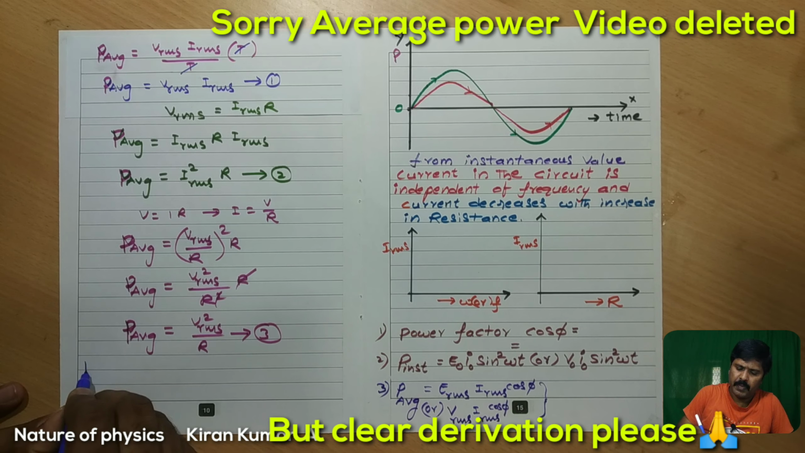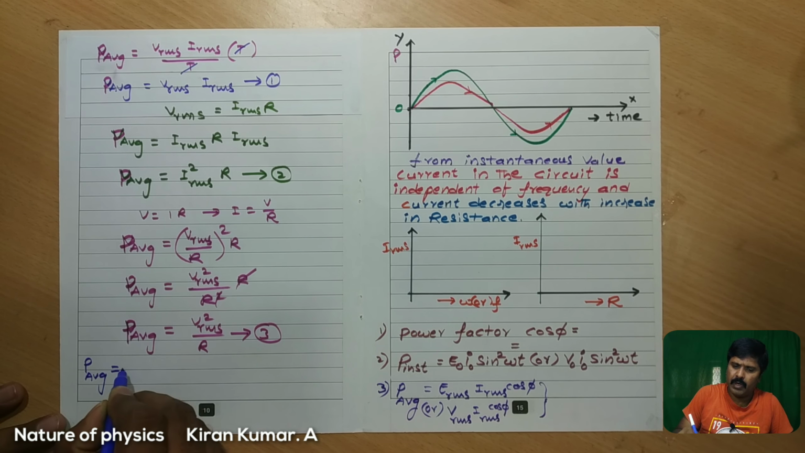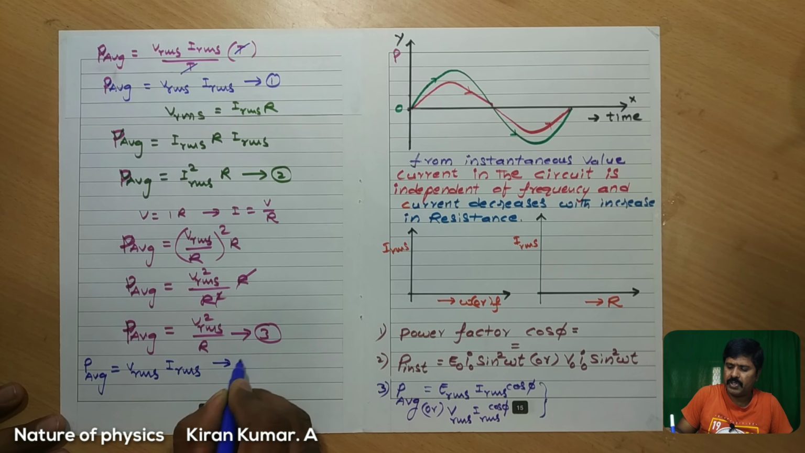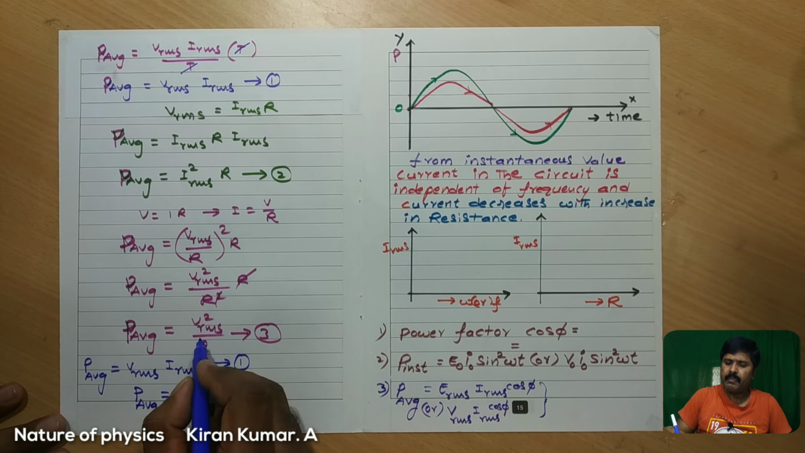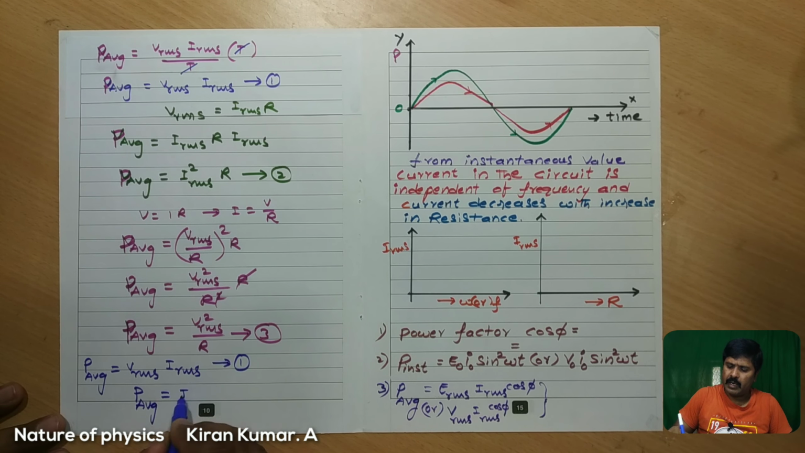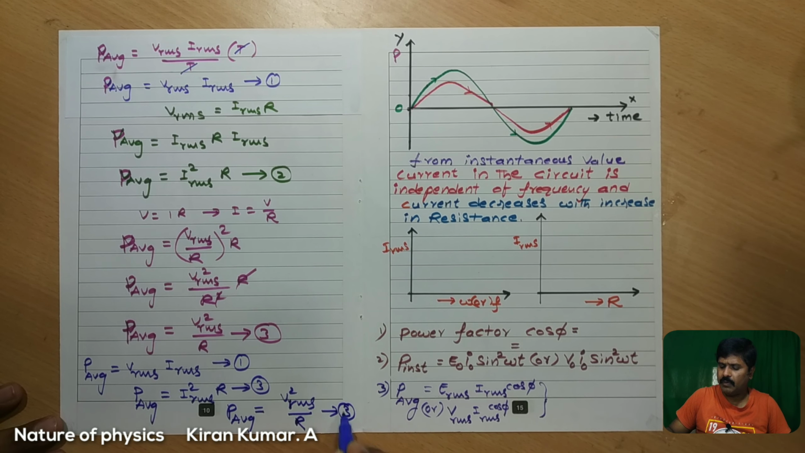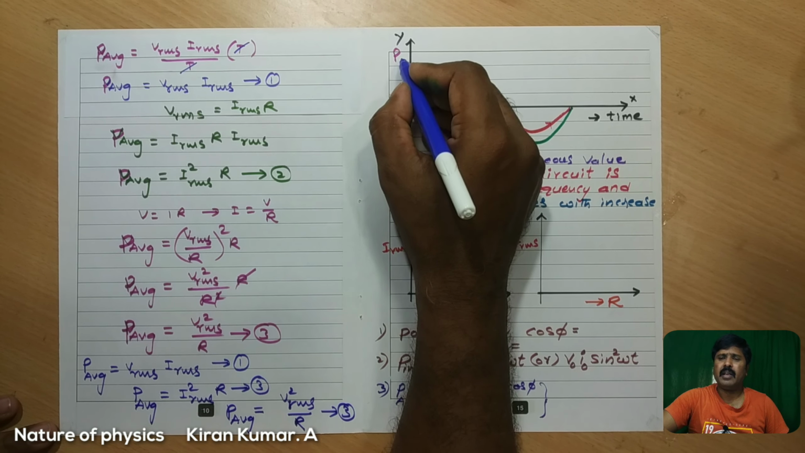First equation, P average is equal to VRMS IRMS, student. This is the first equation. Next, P average is equal to, second equation, I square RMS into R. Next, third equation, P average is equal to V square RMS divided by capital R, student. This is the third equation. Very sorry, I made a mistake by going slowly. Yes, student.